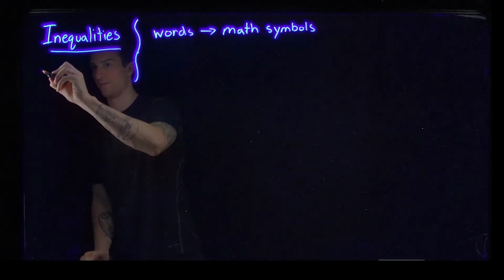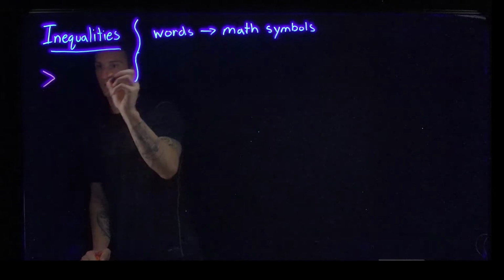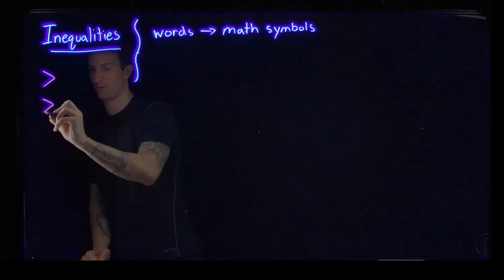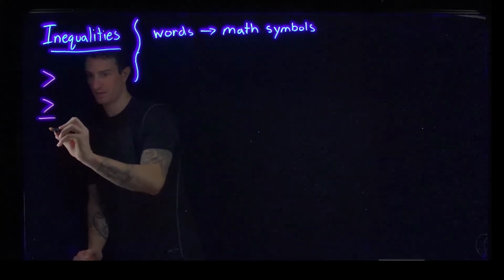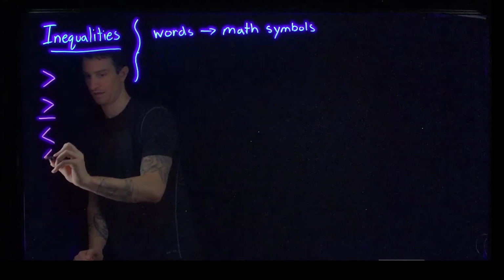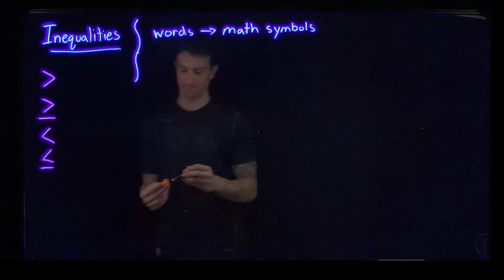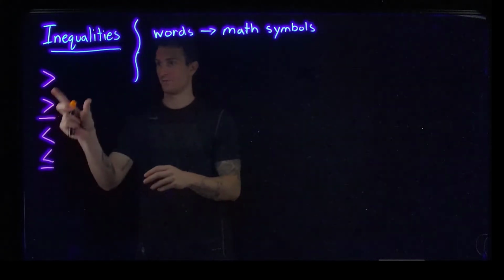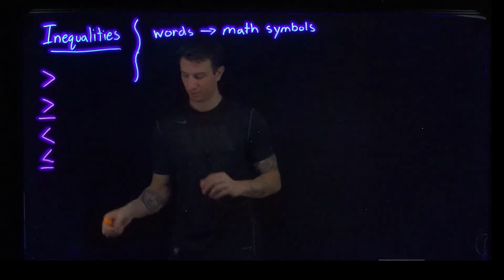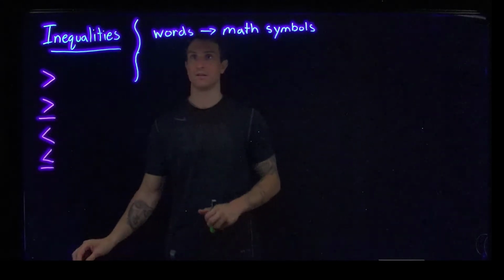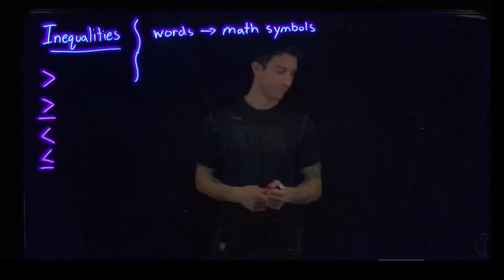All right, so maybe this one looks familiar. We'll write this one, same thing with a line underneath, the other way, and a line underneath. And of course we have the equal sign too, but we'll save that. Maybe some of us can already fill this out. If you're good with inequalities, no need to watch. But let's do some words to symbols.